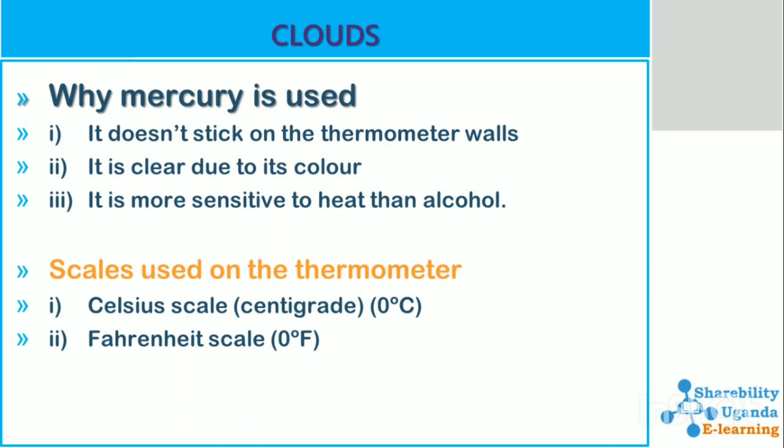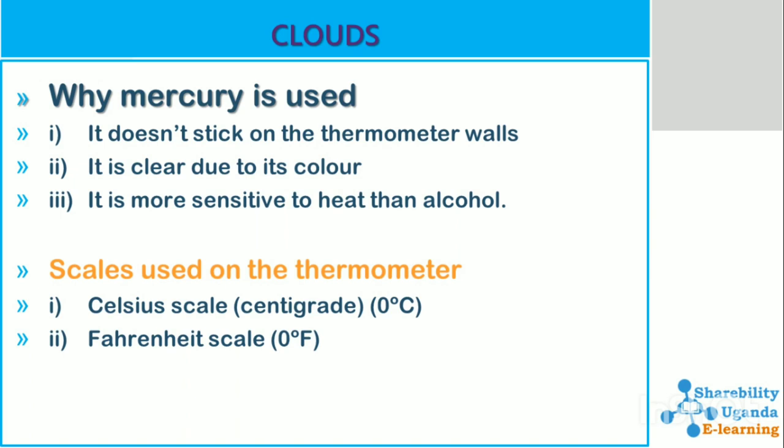Like I said, why mercury is most importantly used in mostly analog thermometers: it does not stick on the walls of the thermometer. It is very clear, so readings can be easily taken without confusion. It is more sensitive to heat than even alcohol, like I said previously.